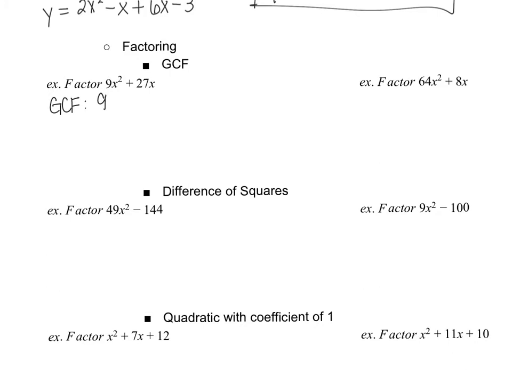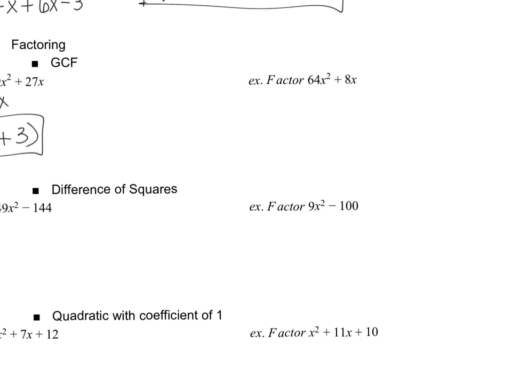Next, I look at the variables, x squared and x. I look for the most amount they have in common, which in this case is only x. Now that I have the GCF, I'm going to go ahead and factor it out. The GCF is always going to go in front, 9x. Now we divide our terms by the GCF to figure out what's left in the parentheses. 9x squared divided by 9x gives us x, plus, and then 27x divided by 9x gives us 3. You always want to make sure that when you factor out a GCF, if you were to distribute that GCF back into the parentheses, you would end up with what you started with.